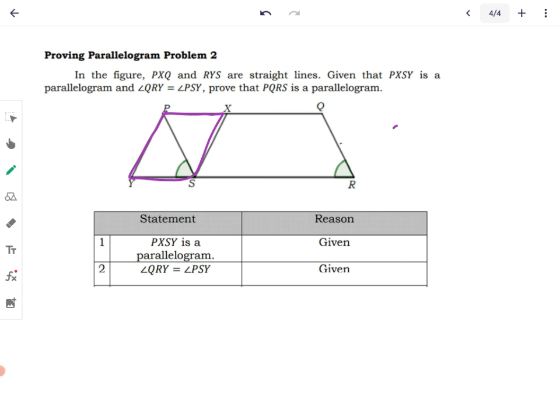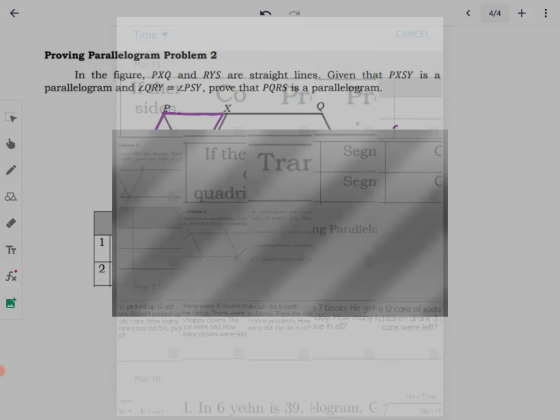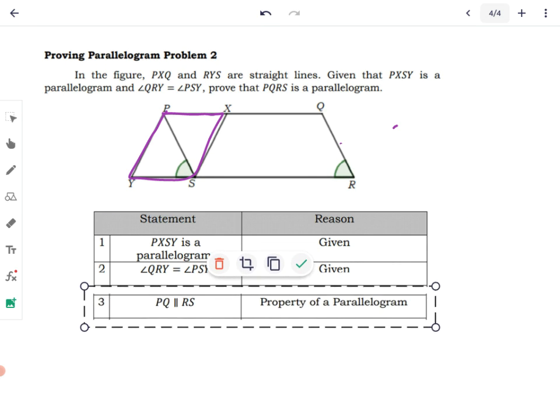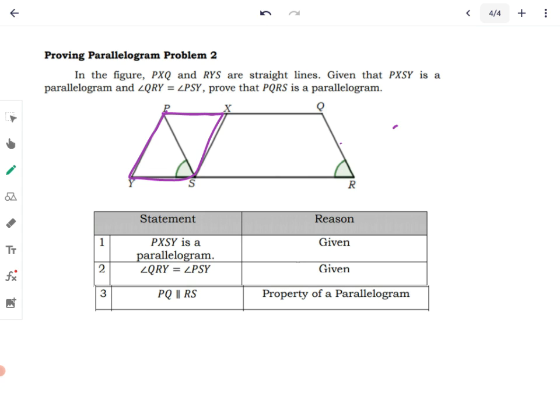So we know that PXSY is a parallelogram, that's the given. We know also that angle QRY and angle PSY are equal, that's the given. So using this as a premise, what can we conclude? So let's take a look at number 3. This is the result of having number 1. Let me erase this first.